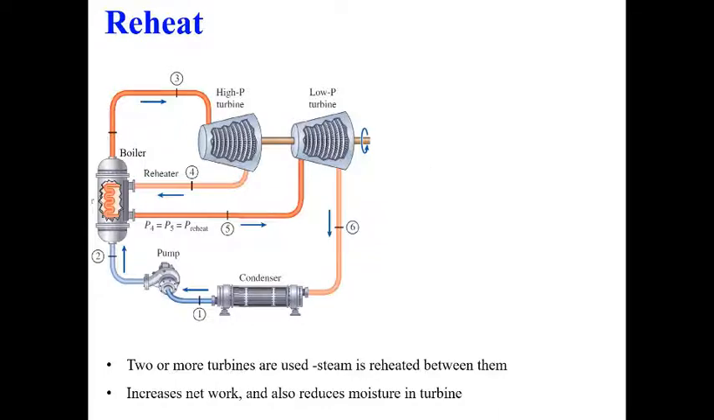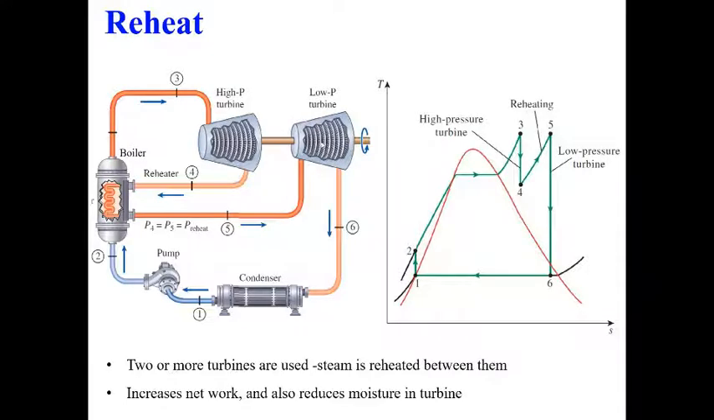Another interesting method to improve efficiency is reheat. What we do here is that instead of having a single turbine, we can have two turbines. Once the working fluid is expanded through one turbine, it is sent again to the boiler, it is reheated, and then that reheated fluid is supplied to the next turbine. This is how it will look in the TS plot. This is your normal cycle. Without reheat, it will go like this. From 3 to 4, it will come down.